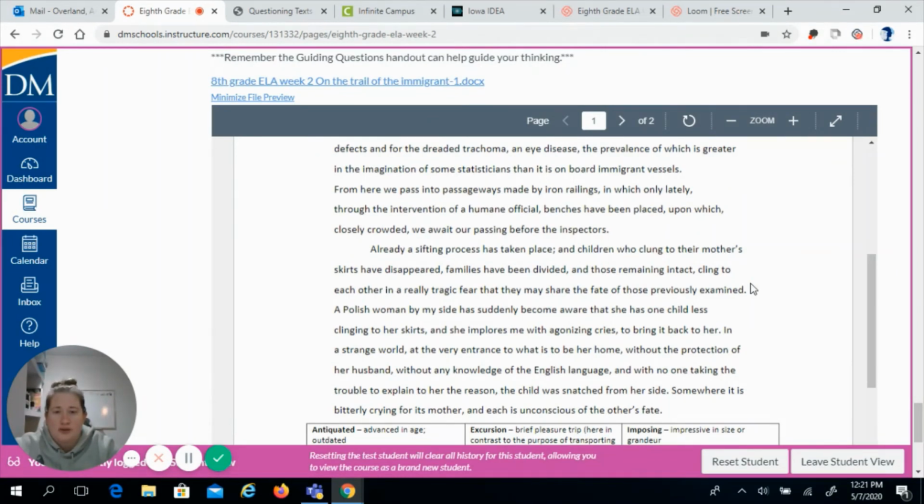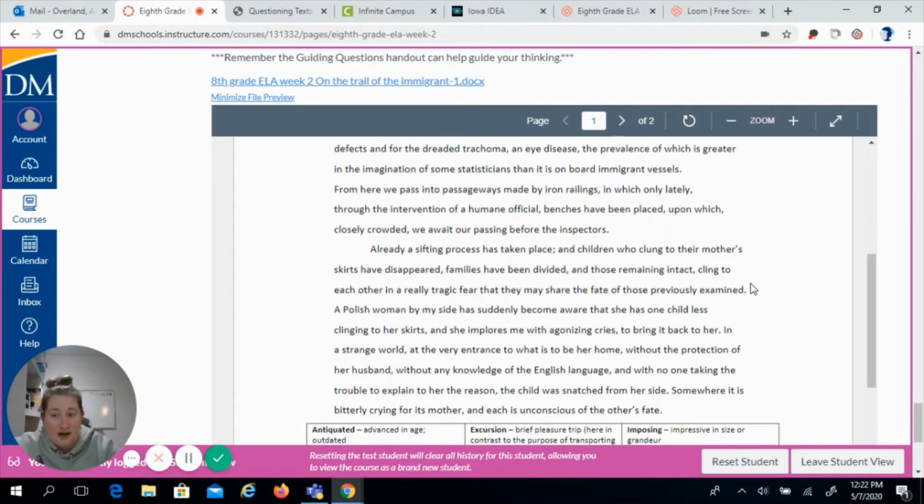"In a strange world at the very entrance to what is to be her home, without the protection of her husband and without any knowledge of the English language, and with no one taking the trouble to explain to her the reason the child was snatched from her side, somewhere it is bitterly crying for its mother, and each is unconscious of the other's fate."